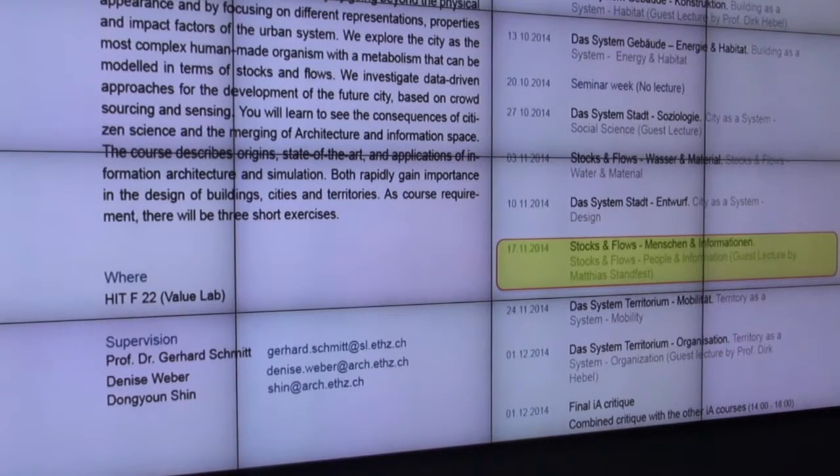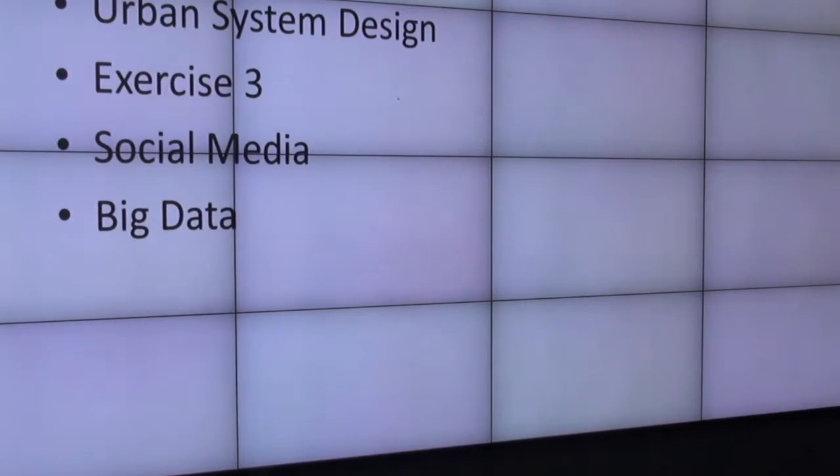Okay, right. So, today we are already in the 8th lecture, and it's on flows of people and information. As you can see, we split between myself and Matthias Stadtfest, who is a PhD student here at the chair. First I will start with a brief introduction of exercise 3 and urban system design, and then Matthias Stadtfest will go into people and information and focus mainly on social media and big data.